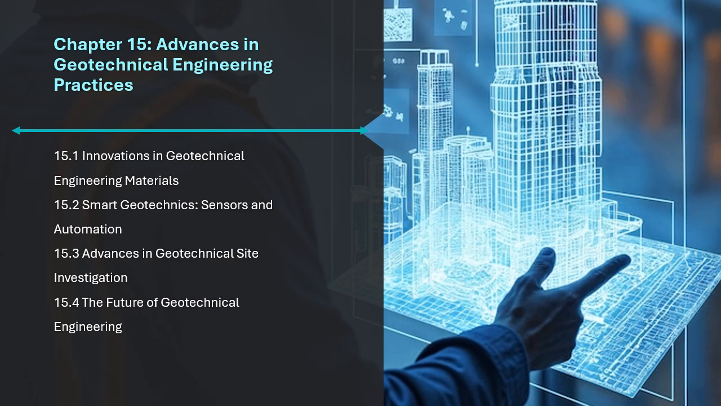Automated construction equipment. The use of automated machinery in construction is becoming more common, especially in geotechnical applications. Machines like excavators, bulldozers, and pile drivers equipped with automated control systems can perform tasks such as digging, compaction, and soil placement with greater precision and efficiency. These systems are often integrated with GPS technology to ensure accurate positioning and monitoring.